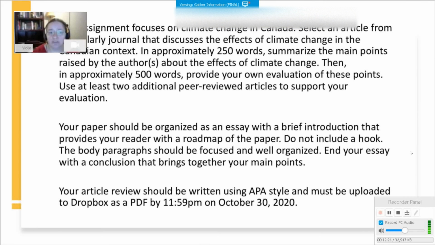Then in approximately 500 words, provide your own evaluation of these points. Use at least 2 additional peer-reviewed articles to support your evaluation. Your paper should be organized as an essay with a brief introduction that provides your reader with a roadmap of the paper. Do not include a hook. The body paragraph should be focused and well organized, and your essay with a conclusion that brings together your main points.